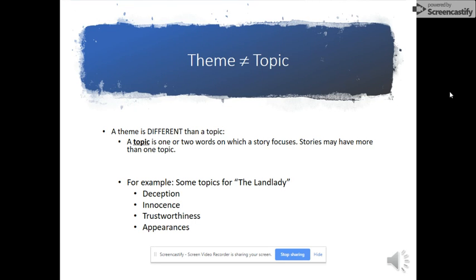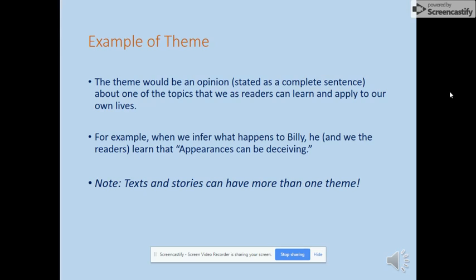Theme is an opinion that's stated as a complete sentence about one of the topics that we as readers can learn and apply to our own lives. For example, when we infer what happens to Billy, he, and we the readers, learn that appearances can be deceiving. So we would take the topic and turn it into a complete sentence or statement for the theme.